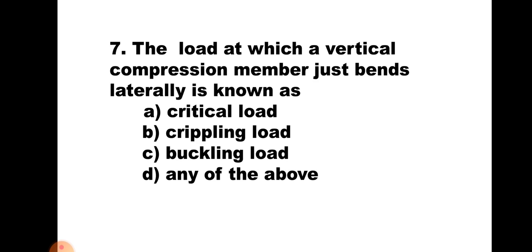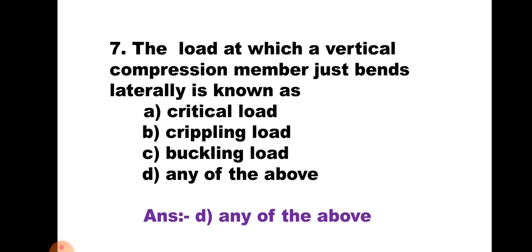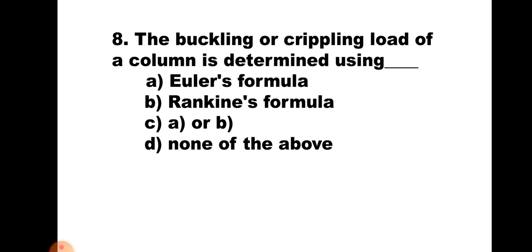Question number 7. The load at which the vertical compression member just bends laterally is known as A, critical load, B, crippling load, C, buckling load, and D, any of the above. Now, in this particular question, generally when the column buckles in a lateral direction, it is also known as buckling, it is also known as crippling, it is also known as critical. Hence, the correct answer of this question is D, any of the above.